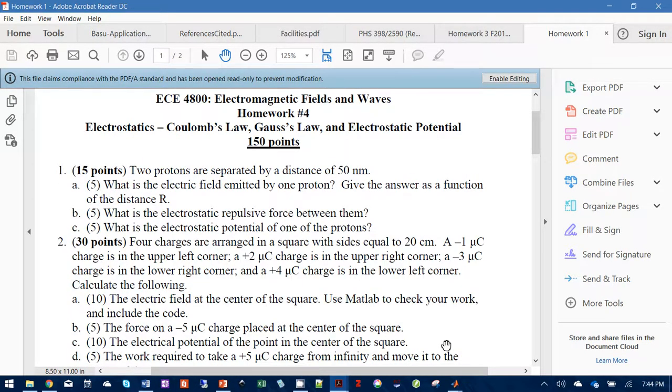Part 1C, what is the electrostatic potential of one of the protons? That's right. We'll go over today how you calculate that. That's going to be the topic of today. Are you talking about 1A? Oh, 2A. Okay.